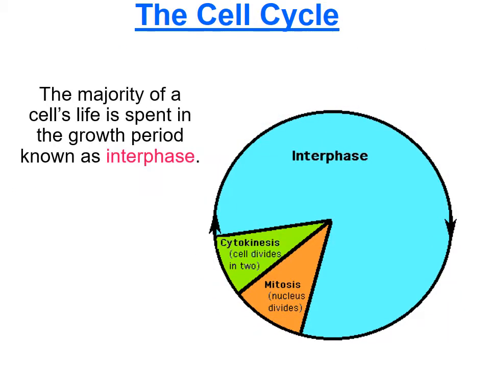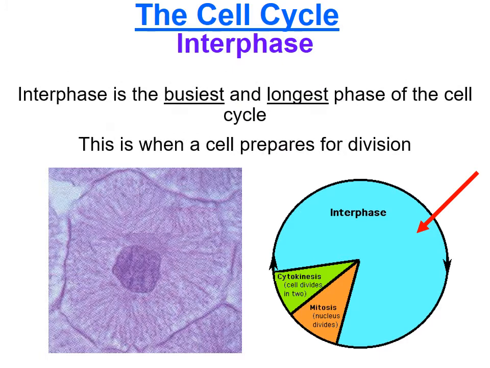The majority of a cell's life cycle is spent in the growth period known as interphase. Interphase is the busiest and longest phase of the cell cycle because this is when the cell actually prepares for division, which is also known as mitosis.